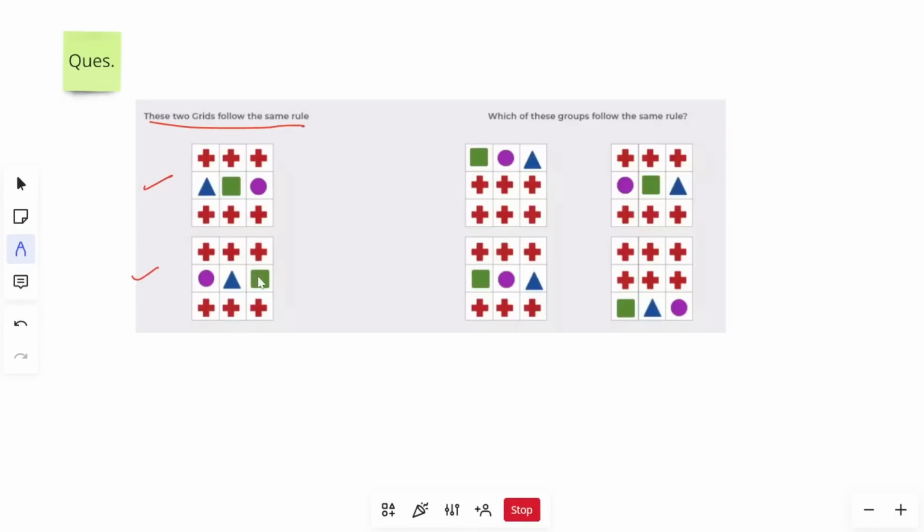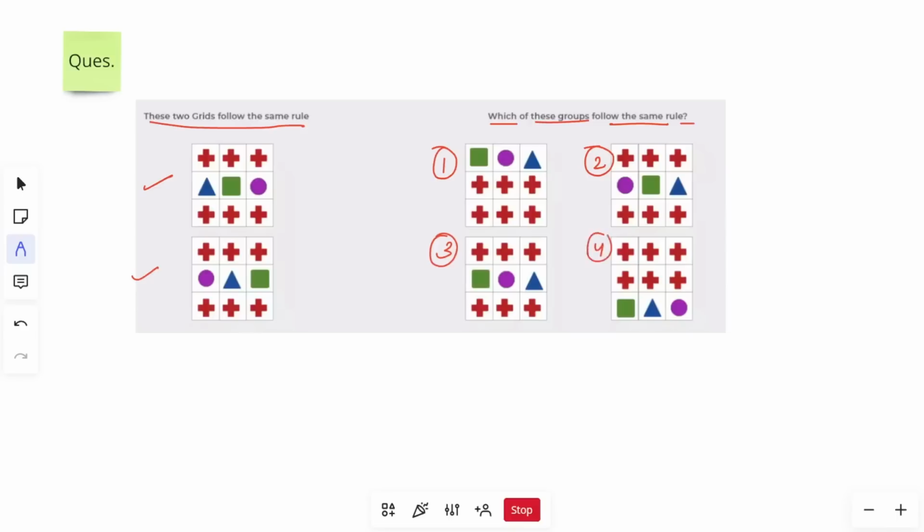We have to understand the pattern, and then we are asked a question based on that. Which of these groups follow the same rule that was followed in the given two images? Now these are our option images. We have to tell. So let's mark the images: 1, 2, 3, and 4.